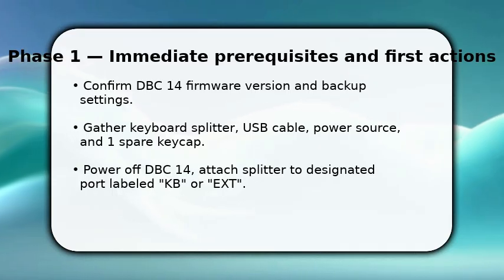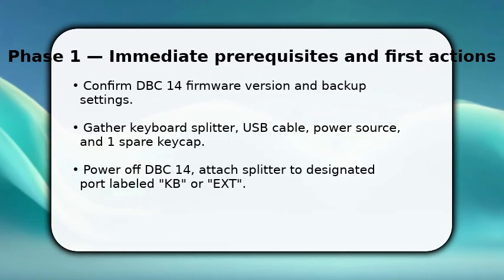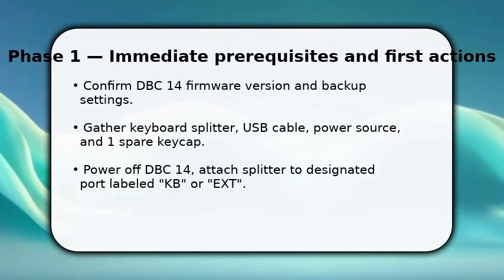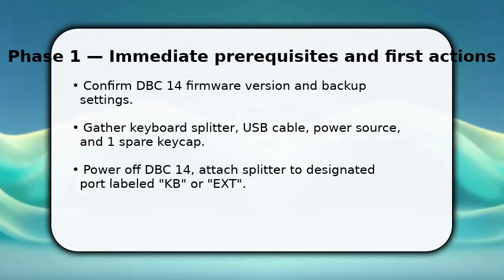Now attach the keyboard splitter into the port labeled KB or XT. Make sure the connector clicks. Plug your keyboard into splitter port A and a second board or pass-through into port B. Do this deliberately because correct physical connections avoid detection errors later.